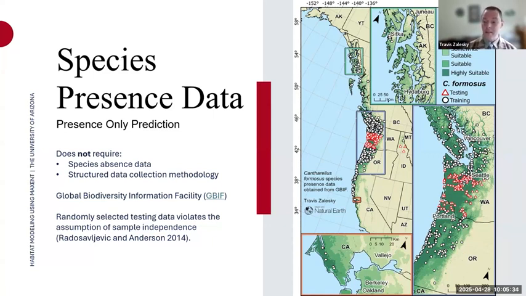Therefore, a better method of partitioning the testing data is to use a geographically structured method. Here, I've simply divided my study area into 5 rectangular bins containing an equal number of observations. Bin number 3 was randomly selected for testing and was subsequently removed from the training dataset. This maximizes the distance between testing and training samples, and it preserves the assumption of sample independence.